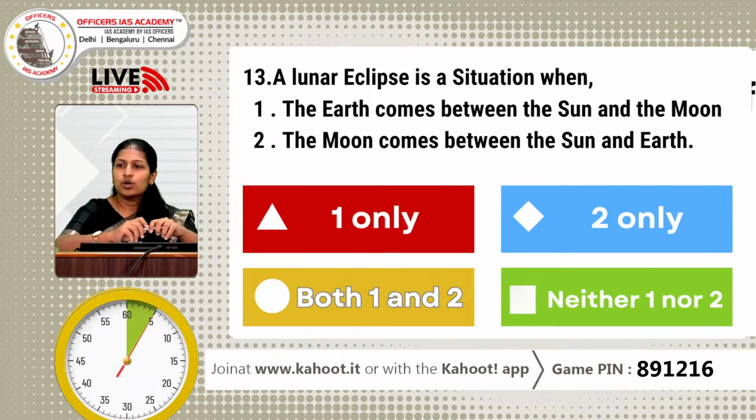Yes, so a lunar eclipse is a situation when the earth comes between the sun and the moon. The second statement is the moon comes in between the sun and the earth. Okay, so the options are 1 only, 2 only, both 1 and 2 and neither 1 nor 2. Okay, so think and answer. Lunar eclipse.